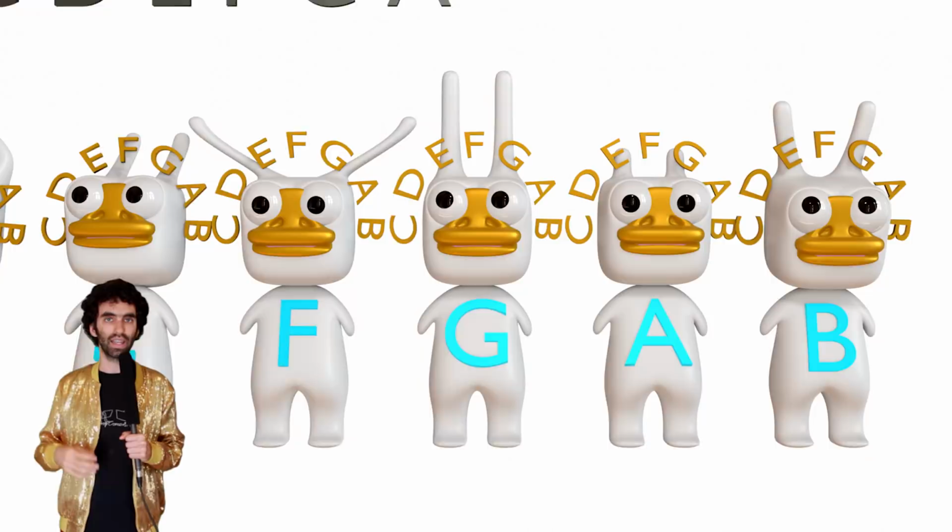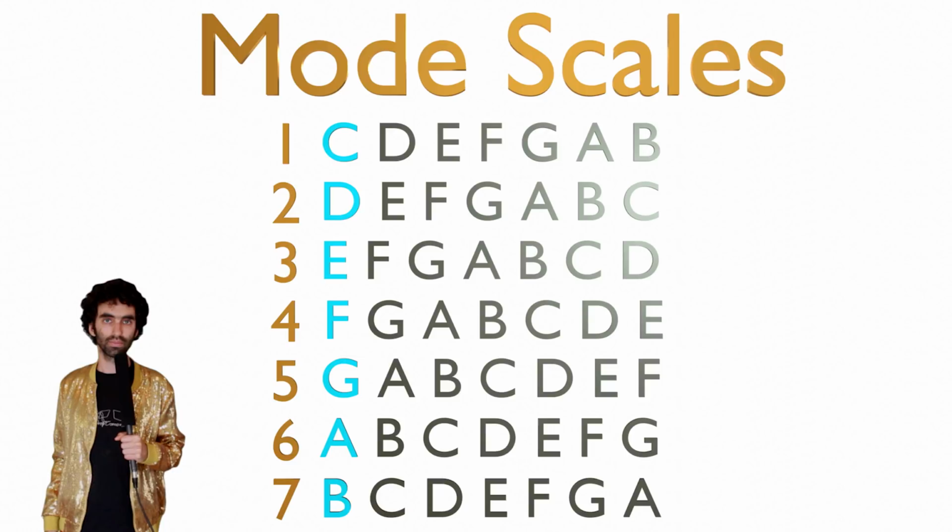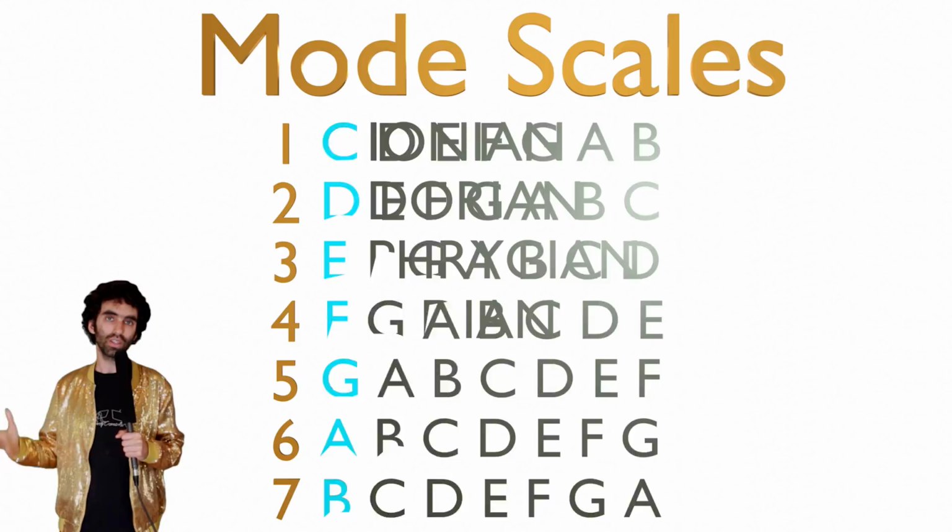Here is what they look like if you were to make scales out of them in musical alphabetical order. It's a lot of information. And each of these modes has a name, by the way. Let's not worry too much about naming them yet. We'll focus more on hearing them first.